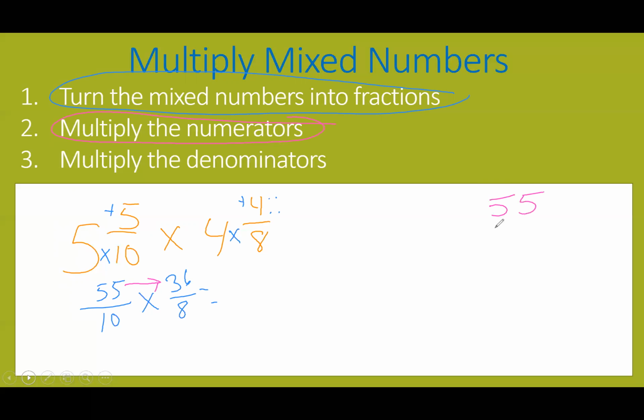55 times 36. Now guys, this might seem intimidating, but it really isn't. This is really 5 times 6. You know how to do 5 times 6, right? Yeah, you do. You know that 5 times 6 is 30. So that means right here, the answer is 30. But I can't put it here, can I? No, I have to regroup.